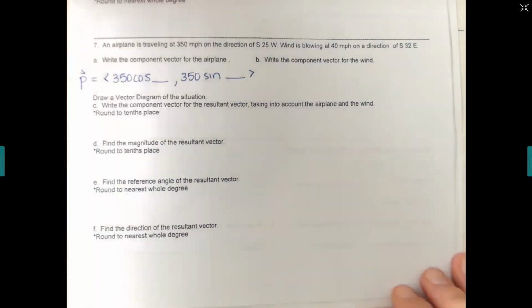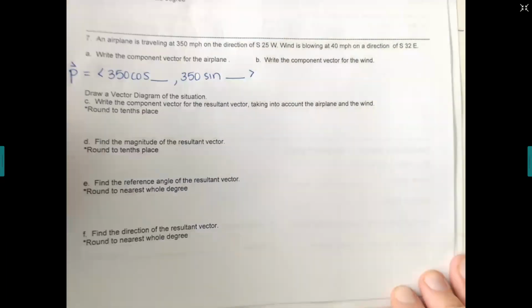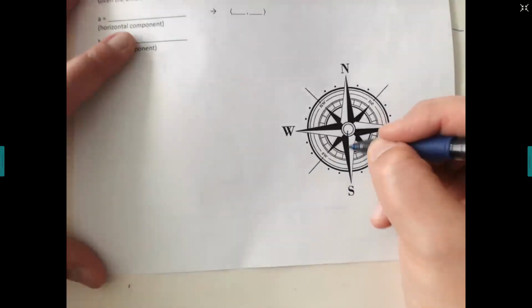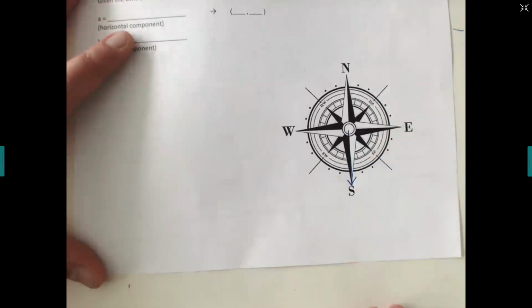Remember, 350 is the strength of that force, or the magnitude, how long the arrow would be. Then the direction says south 25 west. On your little thing, I gave you a north, south, east, west. So let's come over here for a second. If I want to do south 25 west, perfectly south is the same as what direction in degrees?